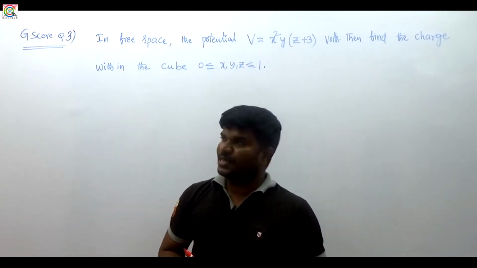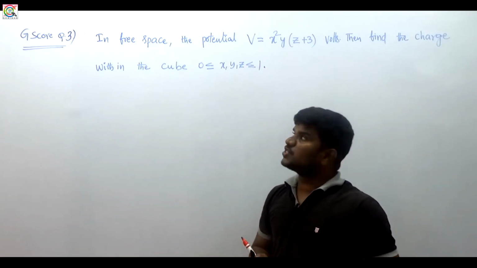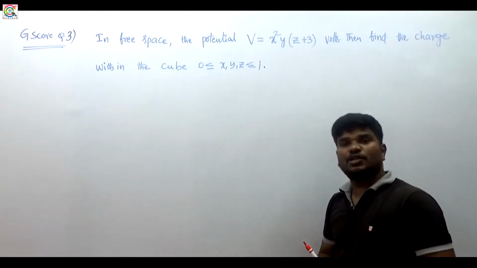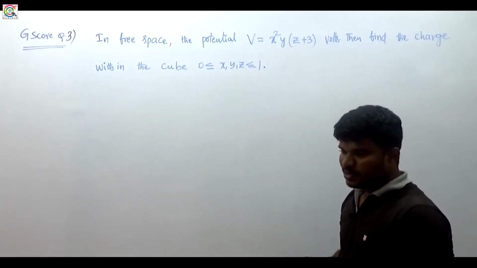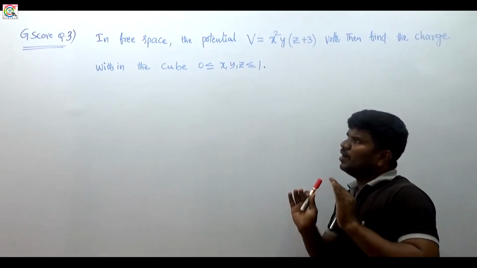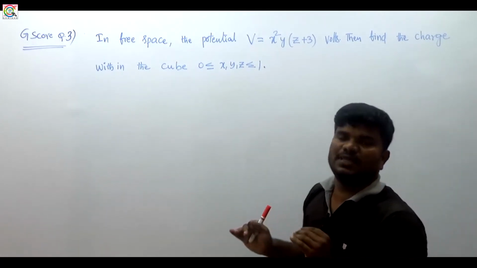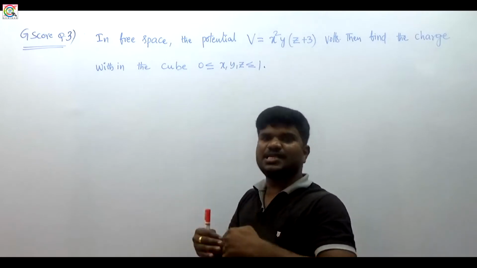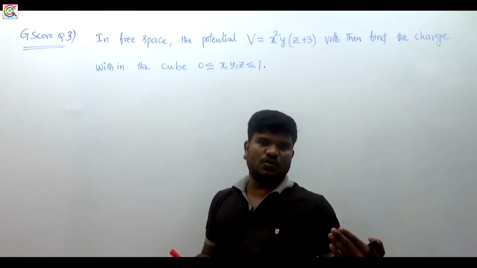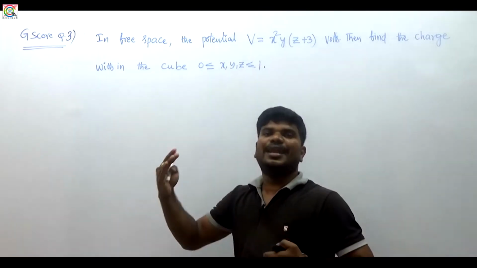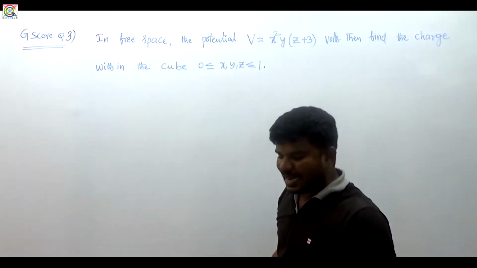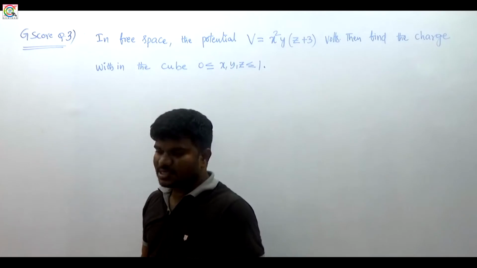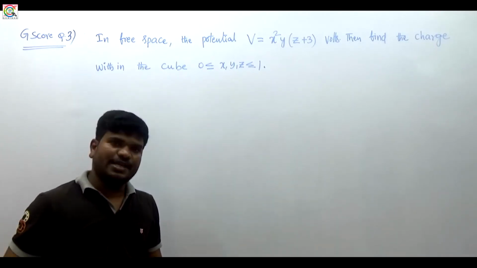So the next question, number 3 in the G score series, is related to the potential and the charge. It is purely compatible with the GATE examination. These kinds of questions will be asked in the GATE examination. You cannot expect a level beyond this. These are mostly compatible and expected questions.